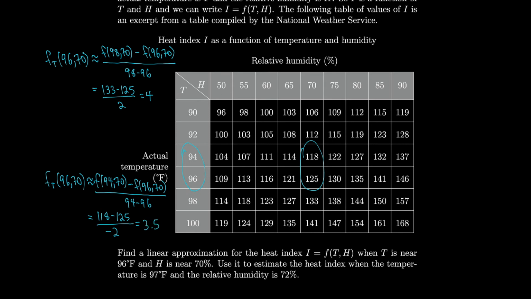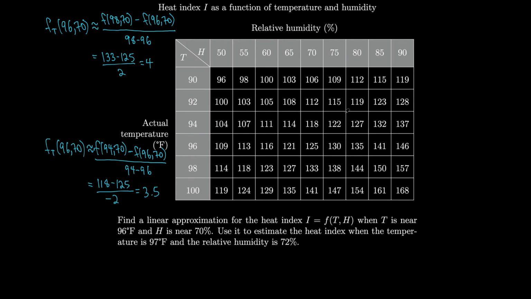So if I went a little bit below, the slope of the secant line was 3.5, a little bit above was 4, so we could approximate the slope of the tangent line using the average of those two. So how about we say it's 3.75? So I'll say that our partial derivative at 96, 70 is about the average of 4 and 3.5, which is 3.75.